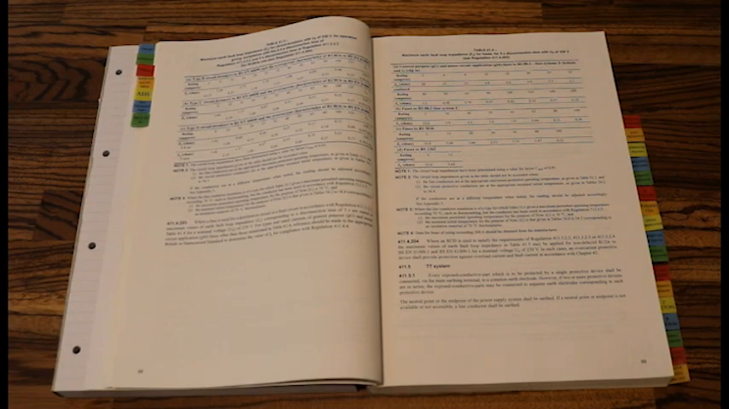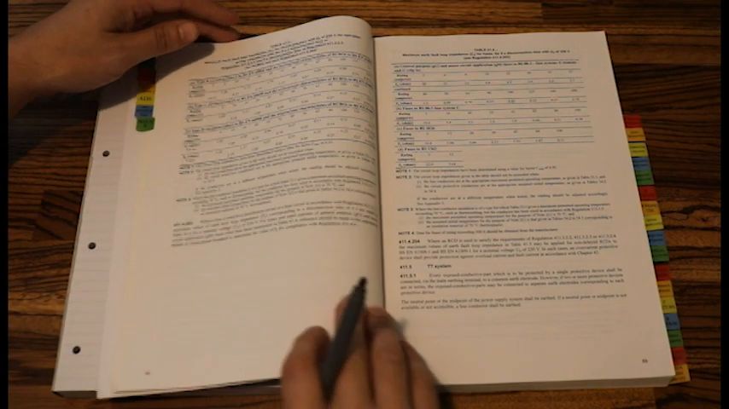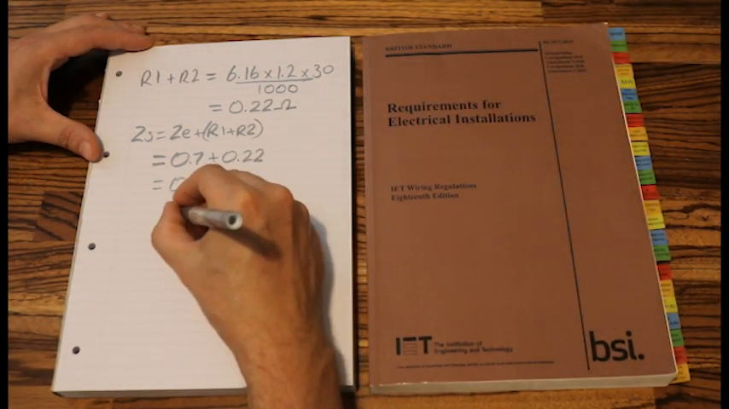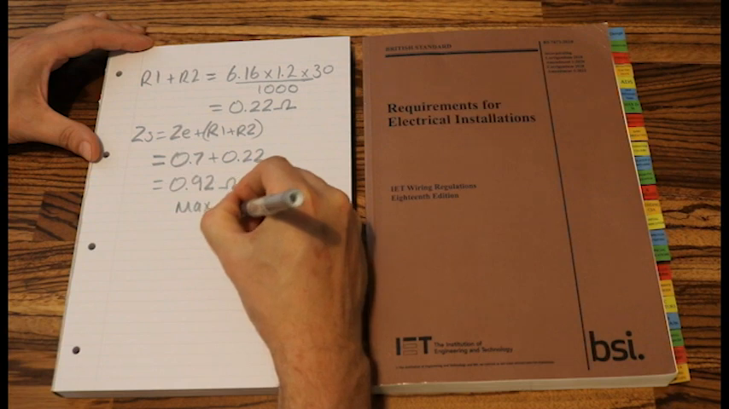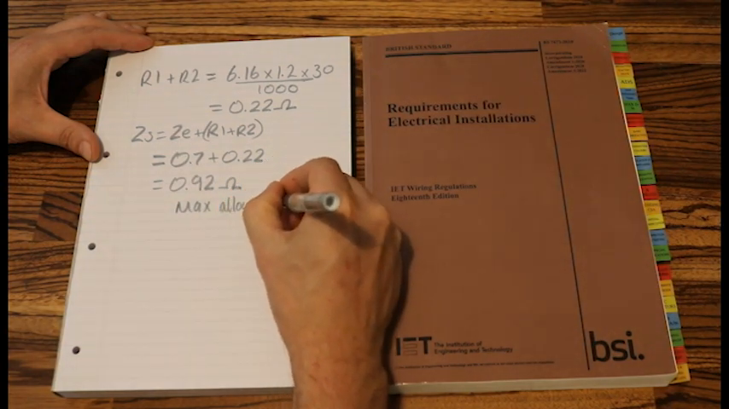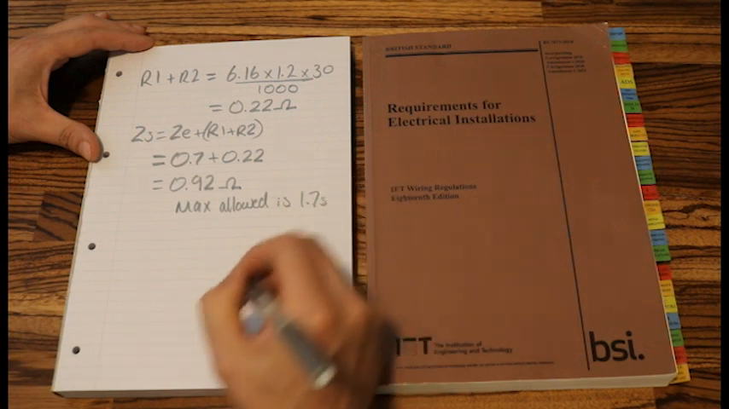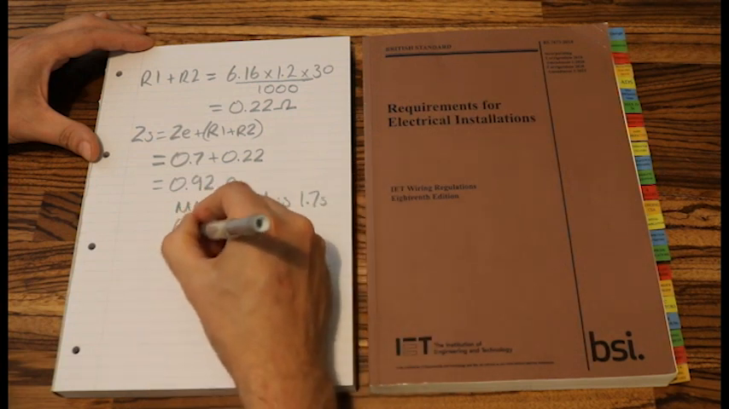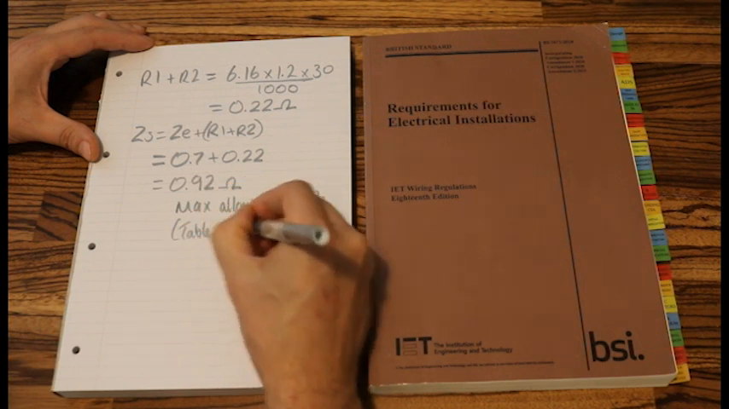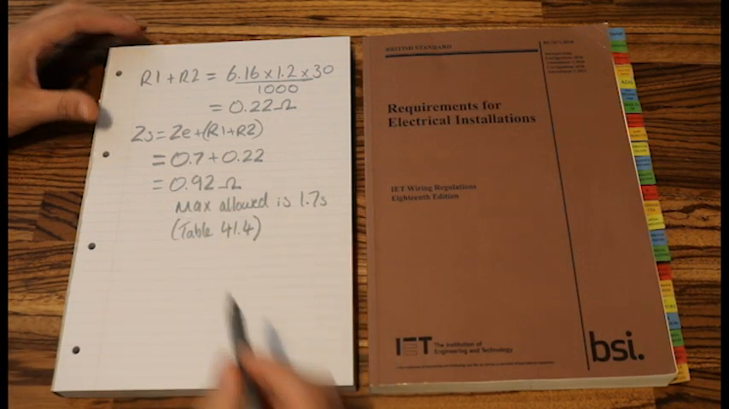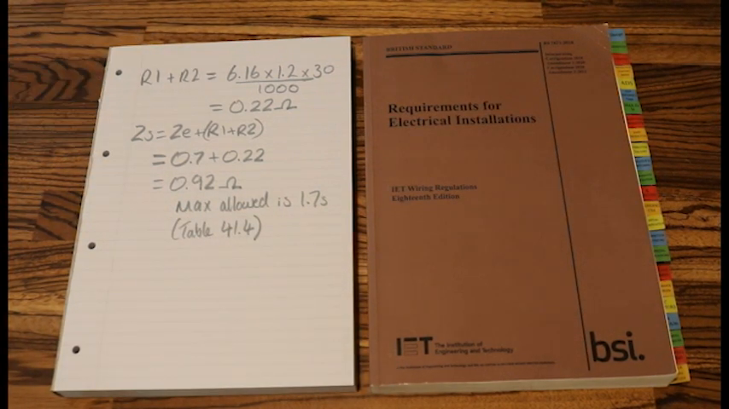So we can write that in our question. We will now write max allowed is 1.7 ohms, and that was table 41.4. Always make sure you write down any tables or regulations you're using to get you your maximum marks in your cable calculation question. But there we go, that is the difference.